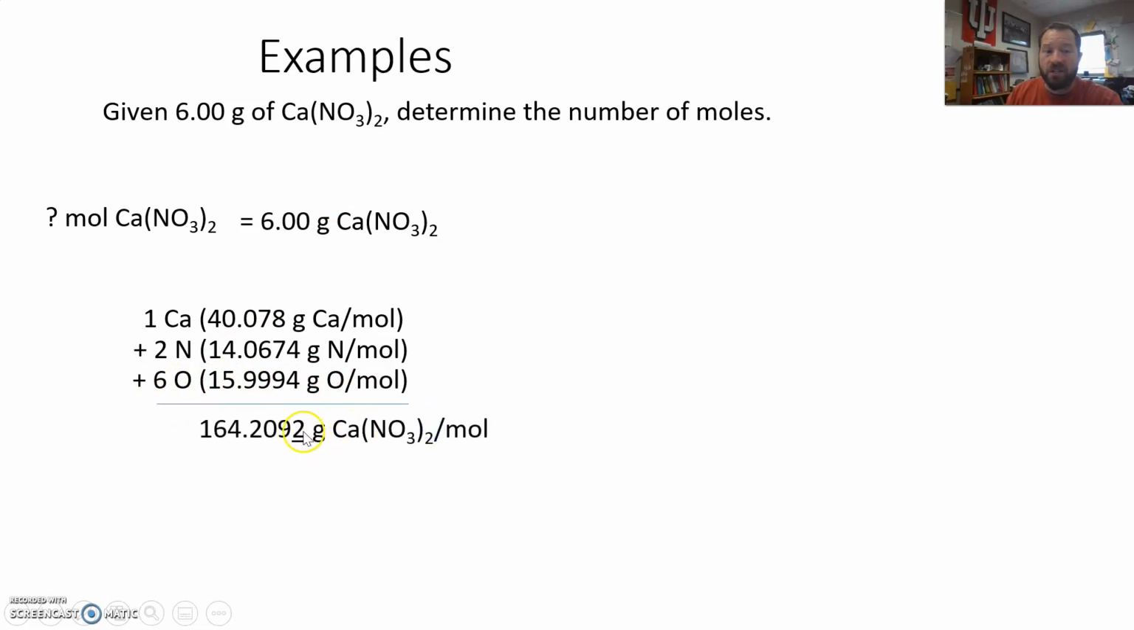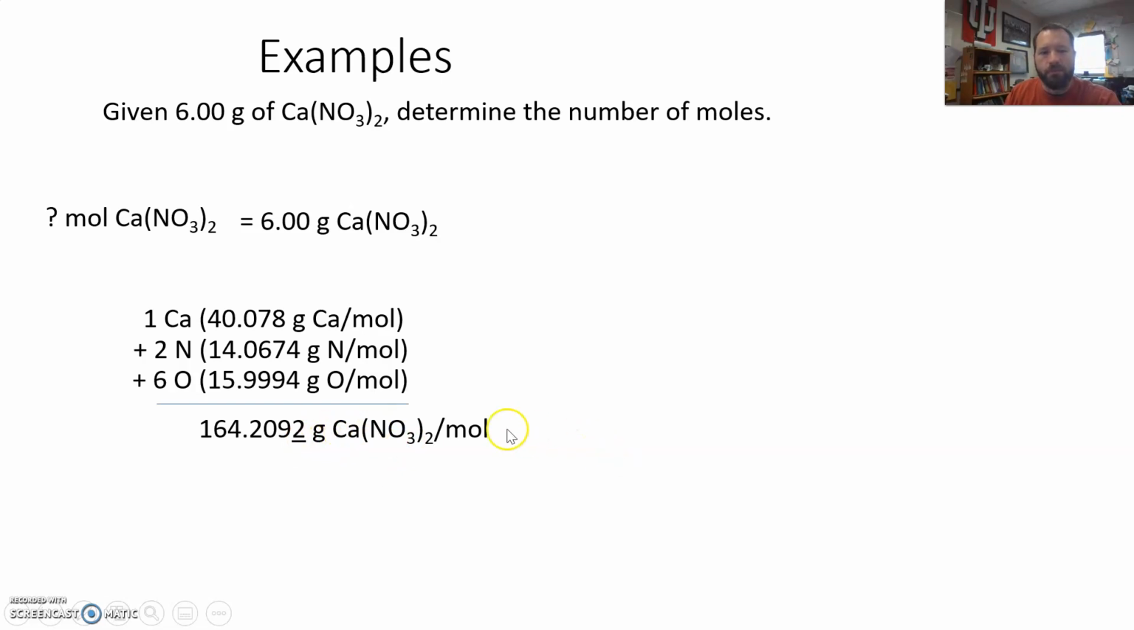I pay attention to my adding rules. Can't go past the hundredths column. If we take a look at calcium, it only goes to the hundredths column. So my last significant digit is in the hundredths column, 164.209. The 2 is an extra digit. I don't want to round it off just yet, so I underline it to show that it's not significant, but I'm keeping it for now.